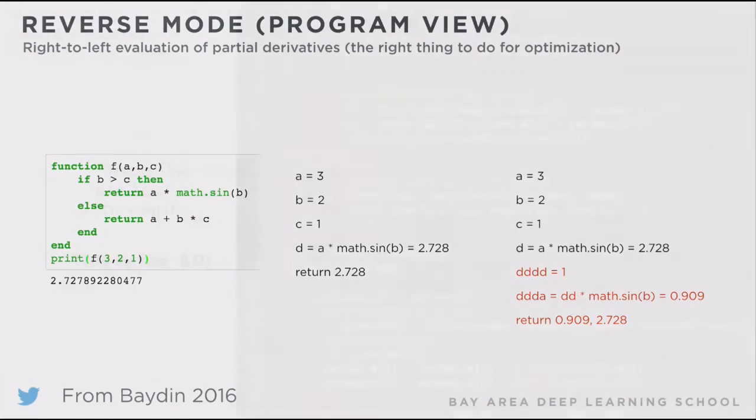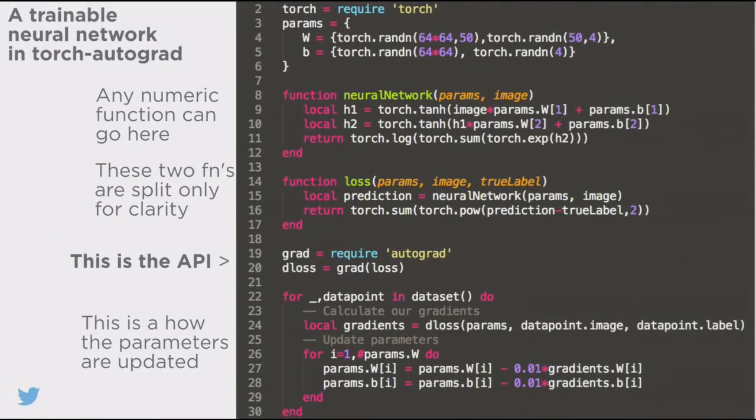So we've implemented this trace-based automatic differentiation in a package called Autograd. And this is the entirety of a neural network. So this is how you'd specify and train a neural network in Autograd. So I'll initialize my parameters. They'll just be some random numbers. And then here is my neural network function.